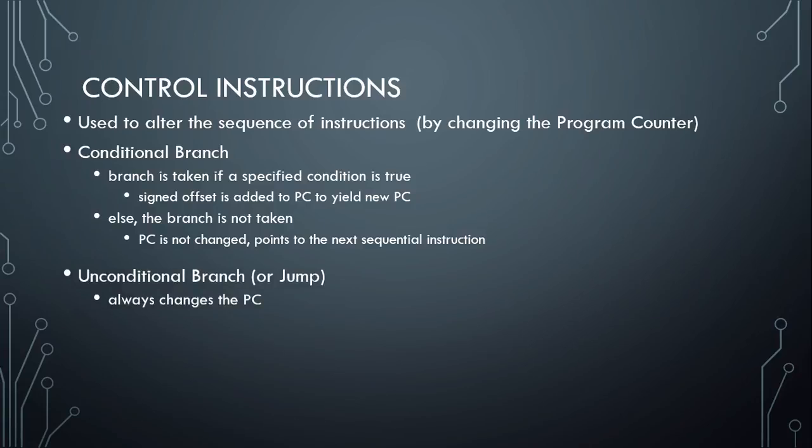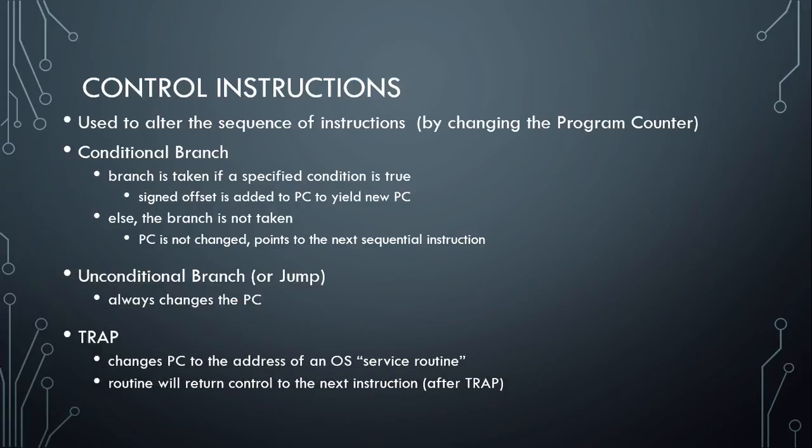Now, unconditional branch or jump always changes your program counter. There's no if-then, it just is always going to change it. And lastly, you have a trap, which changes the program counter to the address of an OS service routine. The routine will return control to the next instruction after trap.